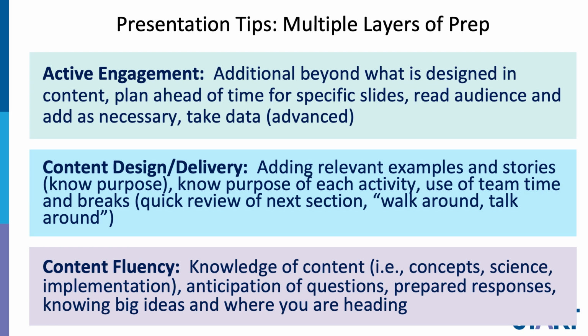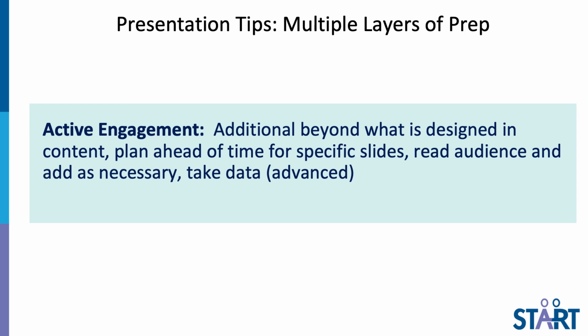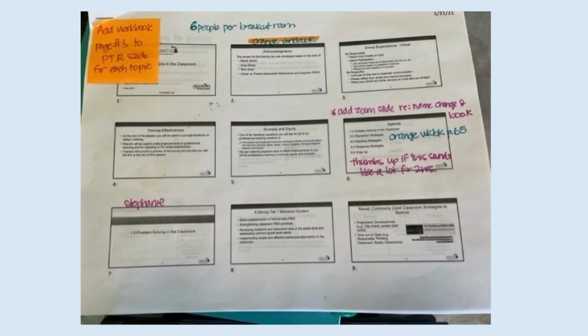Active engagement, specifically opportunities to respond, is when we have participants do something, say something, or write something. This layer is about engagement strategies that are above and beyond what is designed in the content. This involves both planning ahead of time for specific slides and strategies ready to go when you read the room and discover that engagement is needed. Melissa and I have done this in multiple ways.